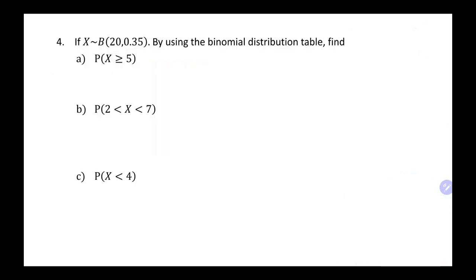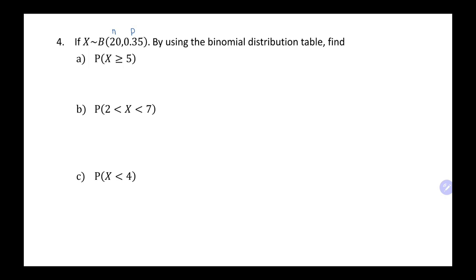We look at question number 4. If x is binomially distributed with n equals 20 and p equals 0.35, by using the binomial distribution table, find. Now for this question, we just solve using the binomial distribution table.